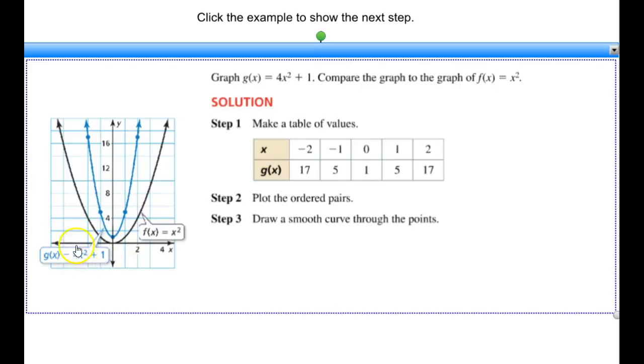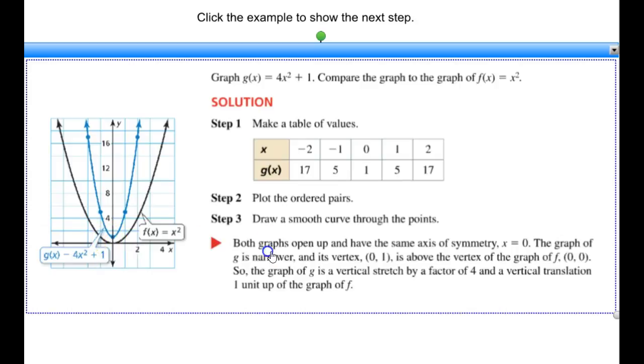I see here in my g of x, my blue function, that I have an a value that's different. So this a value, this is going back to 8.1, tells me that I'm going to stretch the graph by a factor of 4. So it's going to be taller and skinnier. Then I have a c value of plus 1, so it's going to be a vertical translation up 1. That's what this tells me. So it's also telling me that my vertex has changed, so my vertex is now 0, comma 1.